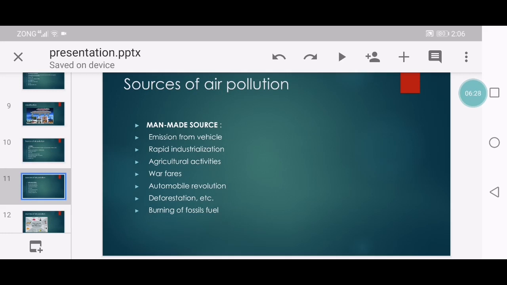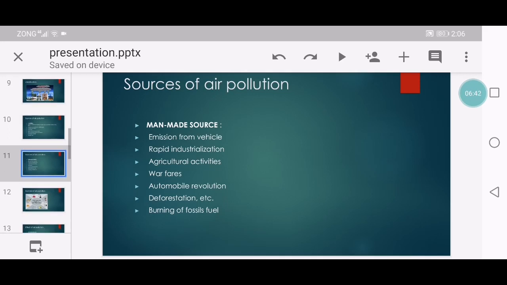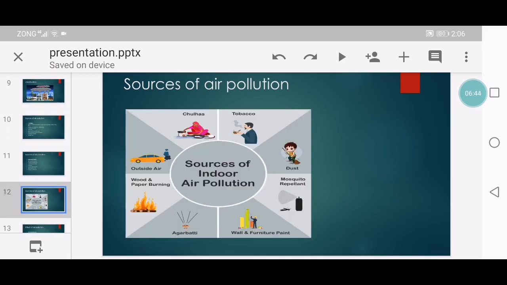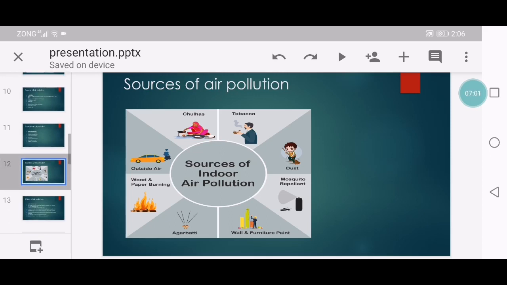Here are man-made sources like emission from vehicles, rapid industrialization, agricultural activities, warfare, automobile revolution, deforestation, and burning of fossil fuels. Here we can see the sources of indoor air pollution that are tobacco, dust, mosquito repellent, wall and furniture paint, agarbatti, wood and paper burning, outside air and chulas.